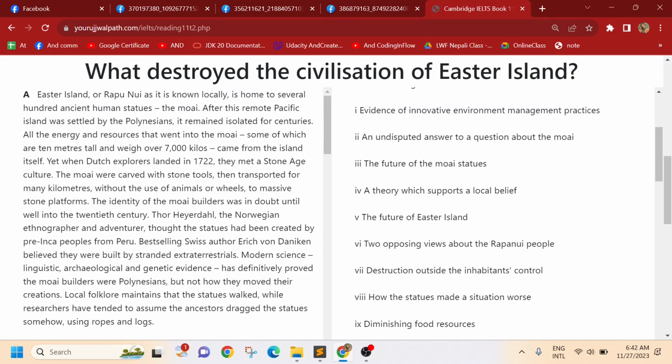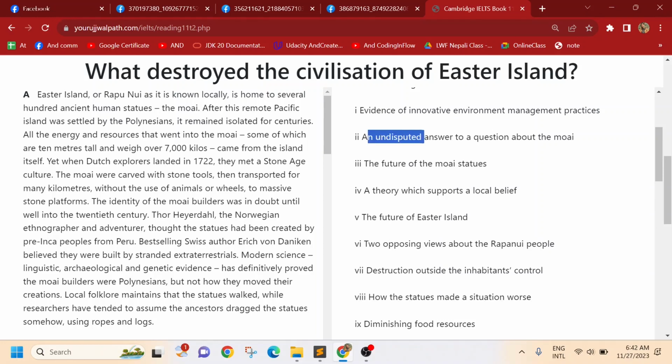So let's see the first heading: evidence of innovative environment management practice. We do not see any environment practice over here. We just saw that the statues were huge, and there are issues about the transportation and about who made them. We got no information matching environment management practice. So this is how you deal with this kind of question.